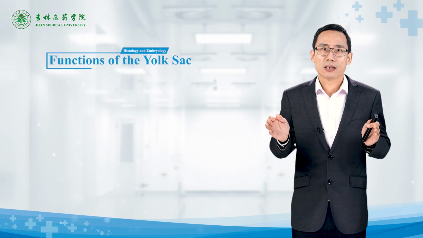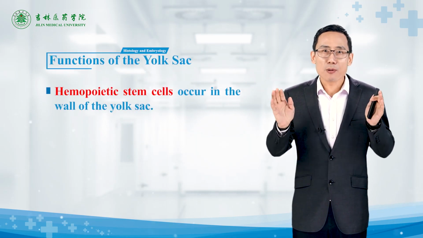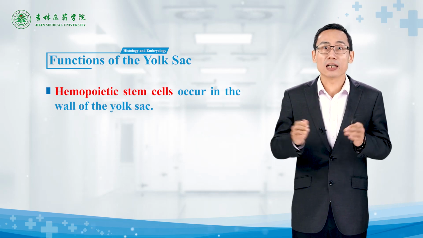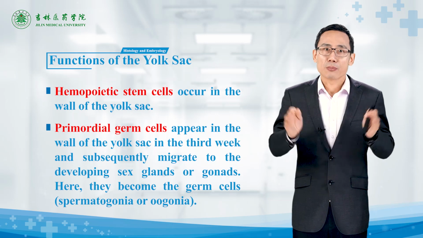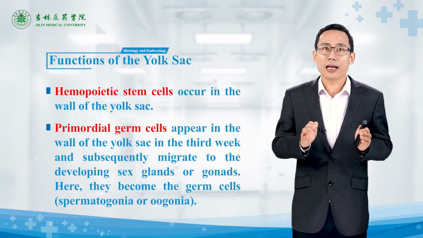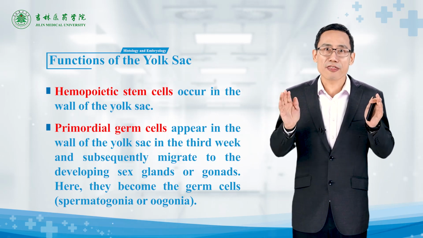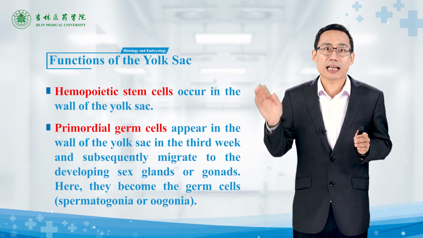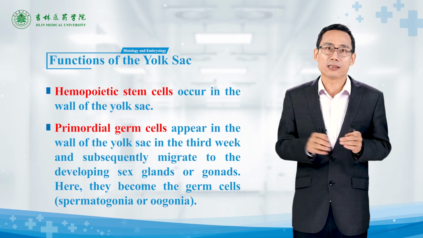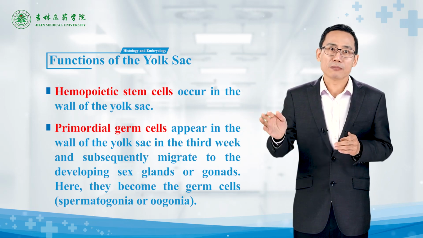Functions of yolk sac. One is that hematopoietic stem cells occur in the wall of yolk sac. Another one is that primordial germ cells appear in the wall of the yolk sac in the third week and subsequently migrate to the developing sex glands or gonads. Here, they become the germ cells.